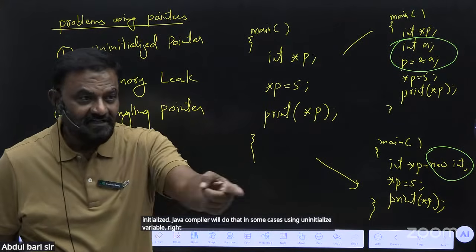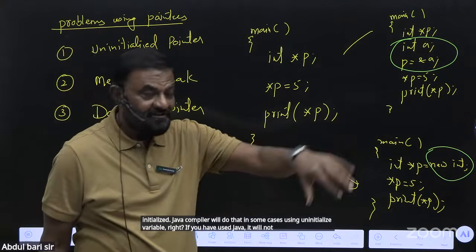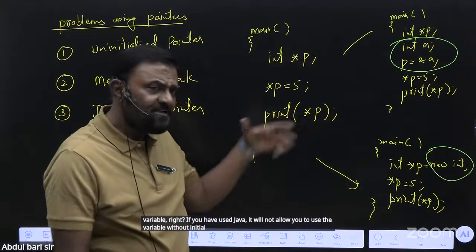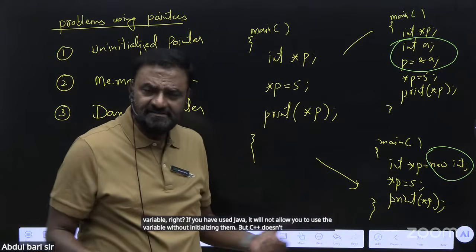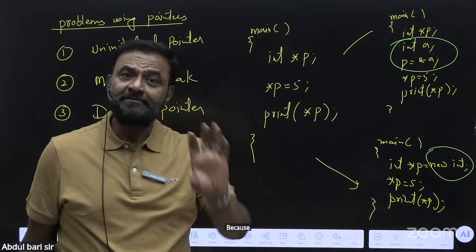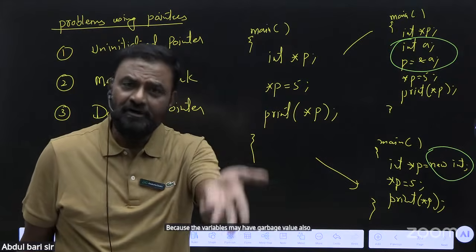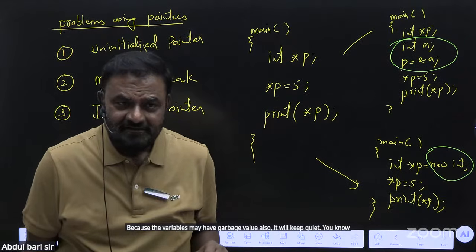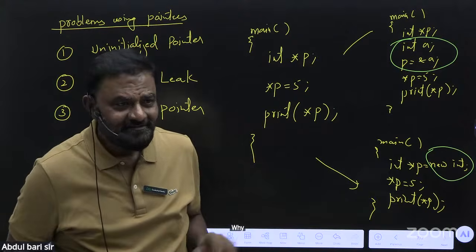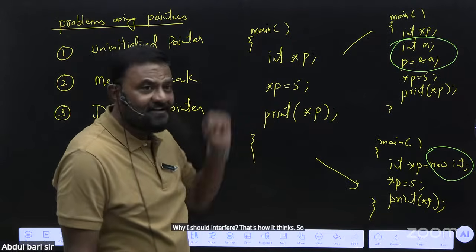Right? If you have used Java, it will not allow you to use the variable without initializing it. But C++ doesn't say anything because the variables may have garbage value also. It will keep quiet. You know better, why should I interfere? That's how it thinks. So it will not give a compiler error.